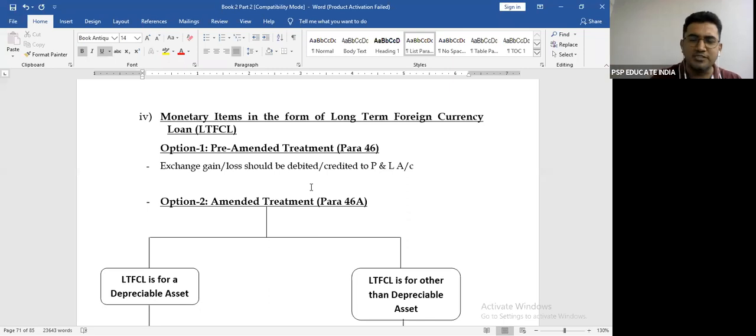Now, when you buy goods, it is not loan. So that is known as monetary items other than long-term foreign currency loan. But this one, because it involves a loan, it is in the form of a long-term foreign currency loan.